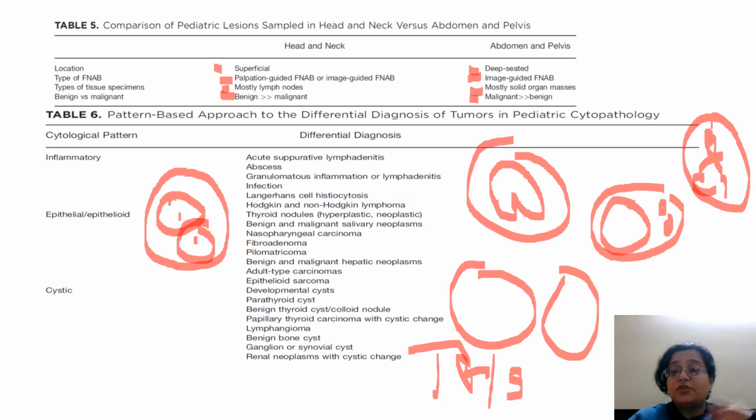Vascular lesions will have hemosiderin-laden macrophages and blood. Ganglion, again you might get synoviocytes. Phagocytes are very common in synovial fluid, and then there are also cells of the synovium with inflammatory cells and cyst macrophages.